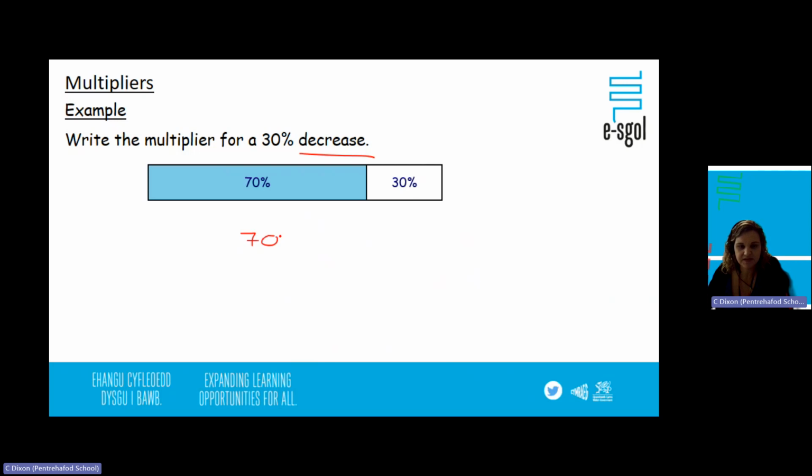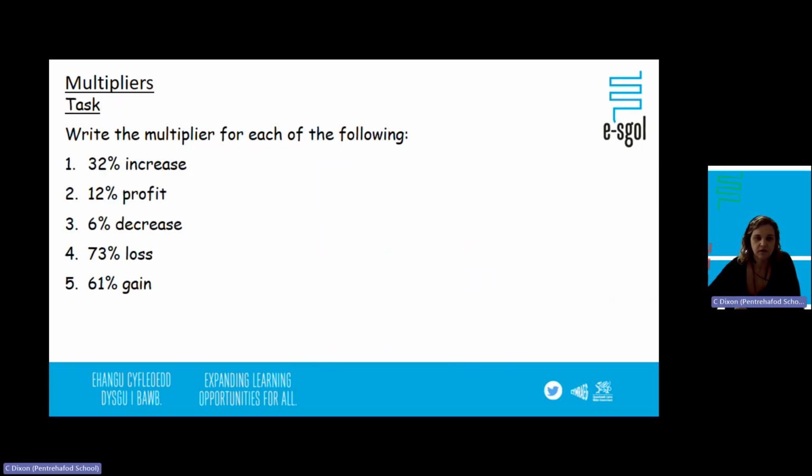Now that 70%, as we do with the previous one, whether it's an increase or decrease, needs to be divided by 100, and that will tell you your multiplier. Okay, so if I wanted to work out a 30% decrease, rather than finding 30% and taking away, if you just multiply by 0.7, you will get straight to the answer. Okay, so it's a quicker way of doing this, especially with calculator papers.